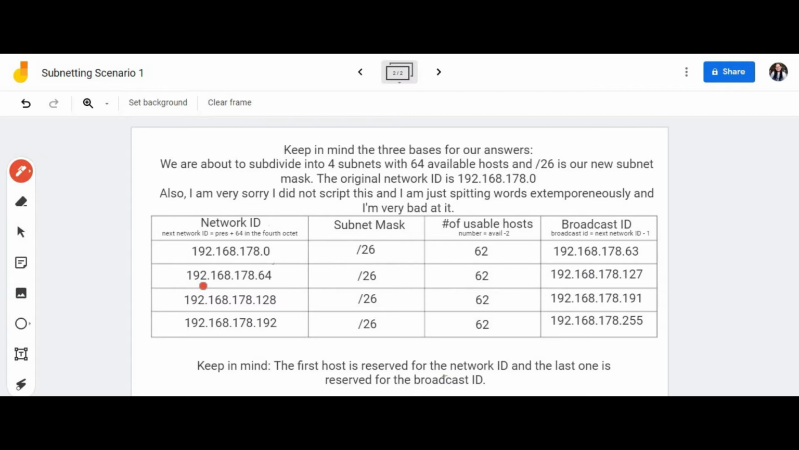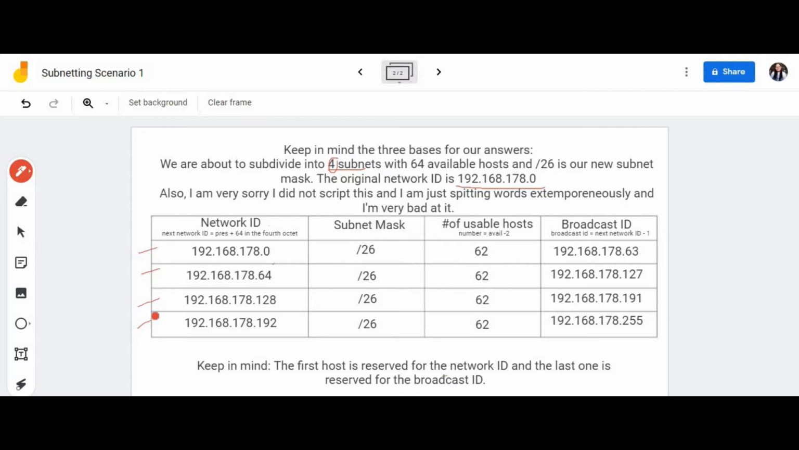So from this, we can create another table to answer the questions we presented to satisfy our problem. Now, here you can see 4 columns containing the network ID, the subnet mask, the number of usable hosts, and the broadcast ID. So basically, we just place it here on top because we are looking for it. And we will use the end products of our first table to actually complete this table.